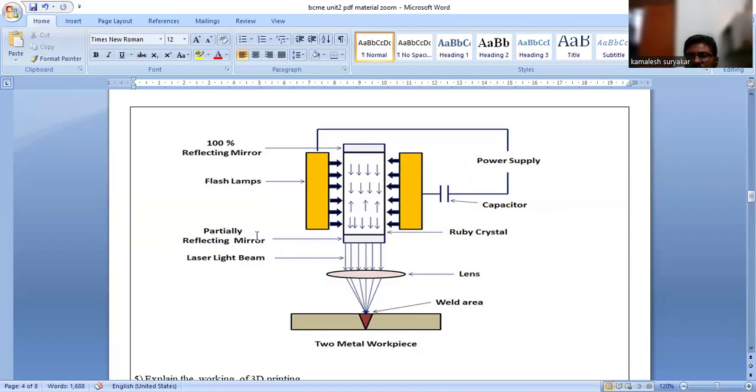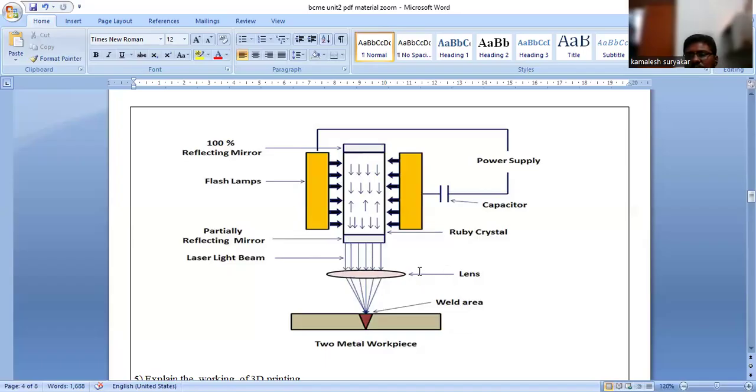The partially reflecting mirror will reflect upwards, and the light goes upward and touches the reflecting mirror again. It will come down only. After coming down, all the light is focused at one point. That is the partially reflecting mirror only. From this mirror, the light comes out.